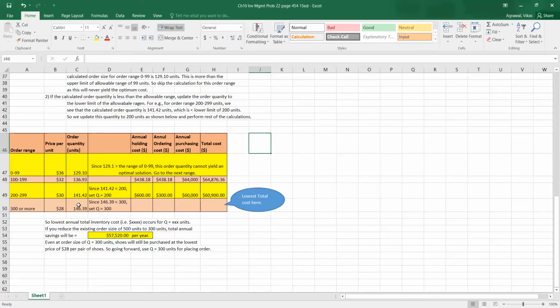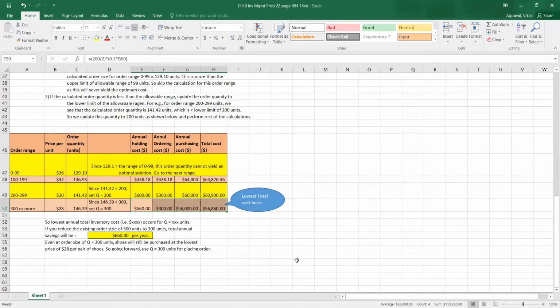Next one, we again calculated the order quantity, and this order quantity was less than the minimum value of the range, which is 300. So we're going to set Q to 300 here, and we're going to calculate all of them. This time I can simply copy this one here, and I'll change 200 to 300. Let's retain the format here. I don't want to lose my dollar symbols.